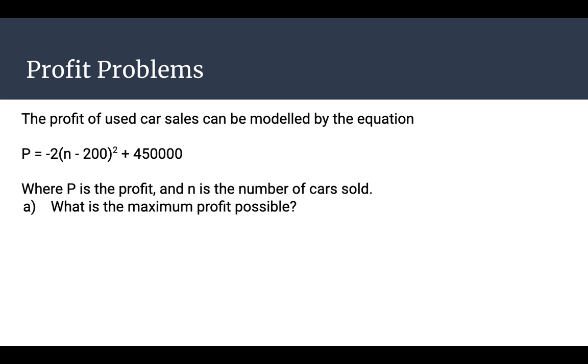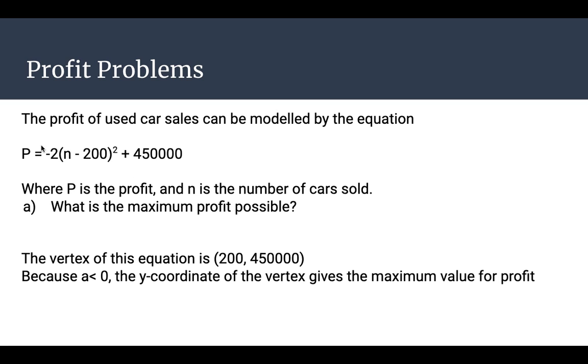So question A, what is the maximum profit possible? Well, remember, this equation is in vertex form already. So the vertex of this equation is (200, 450,000). Now, because our a value is negative, that means the parabola is facing down. So that means our y value gives the maximum value, and that is the maximum profit. So therefore, the maximum profit is $450,000.